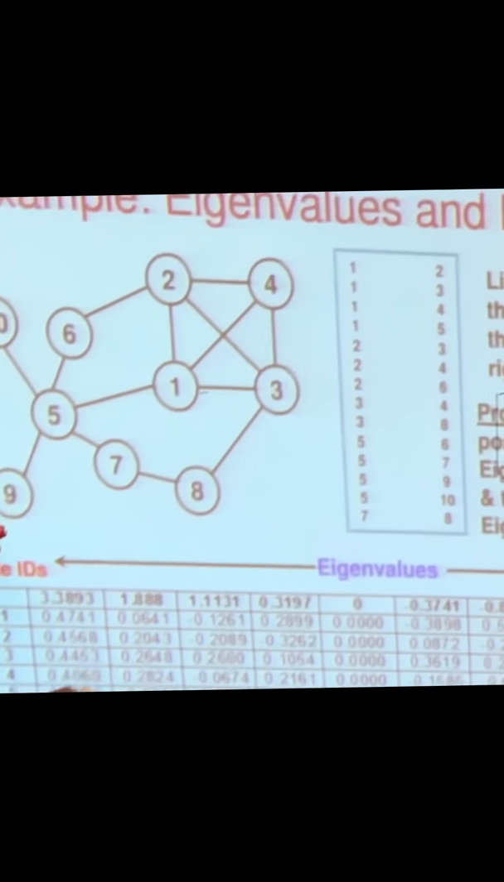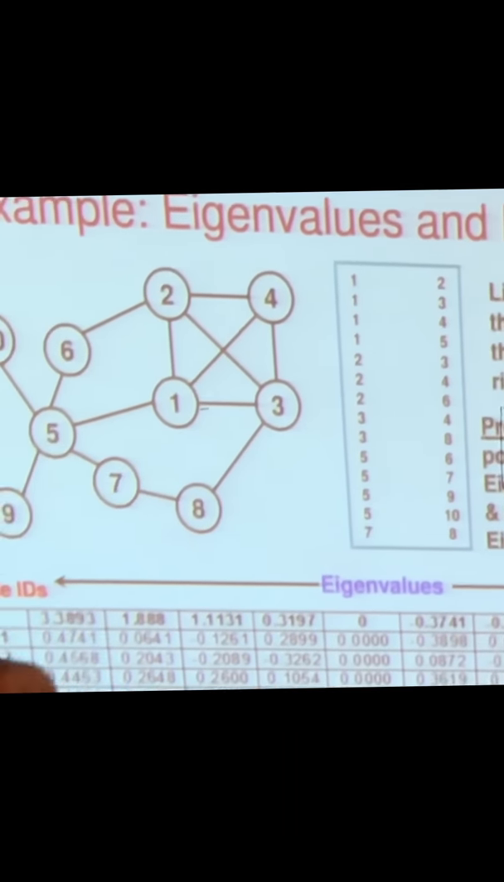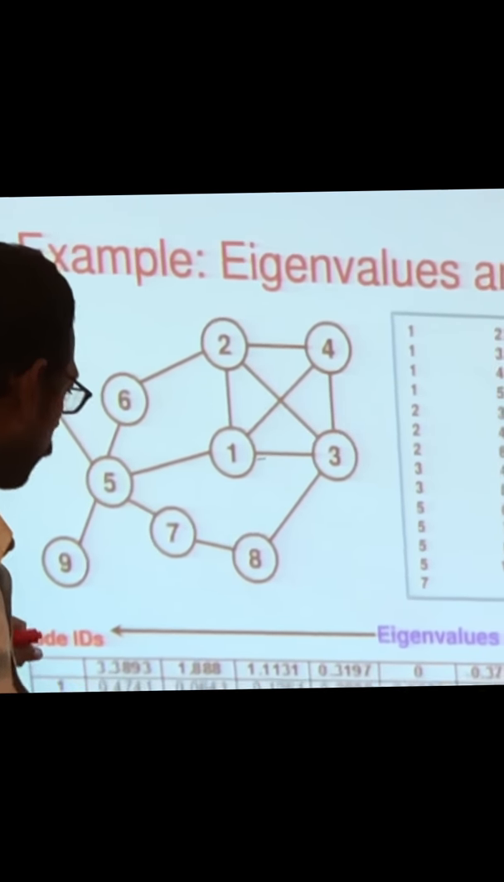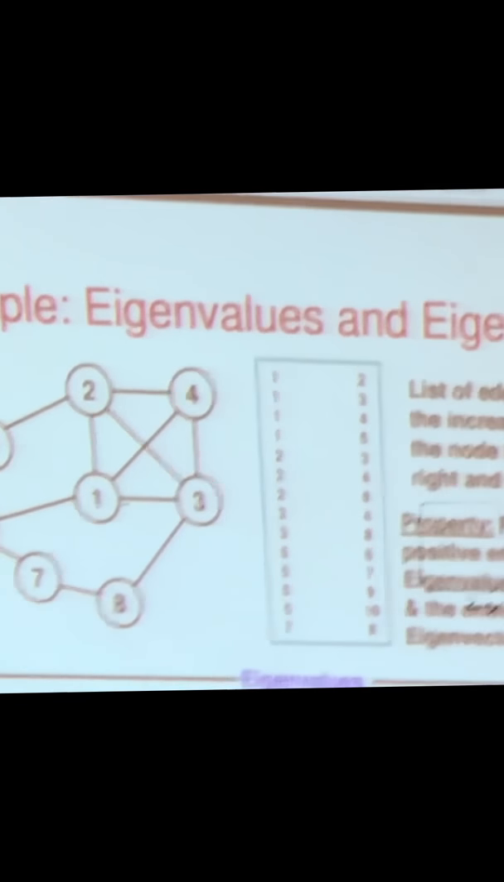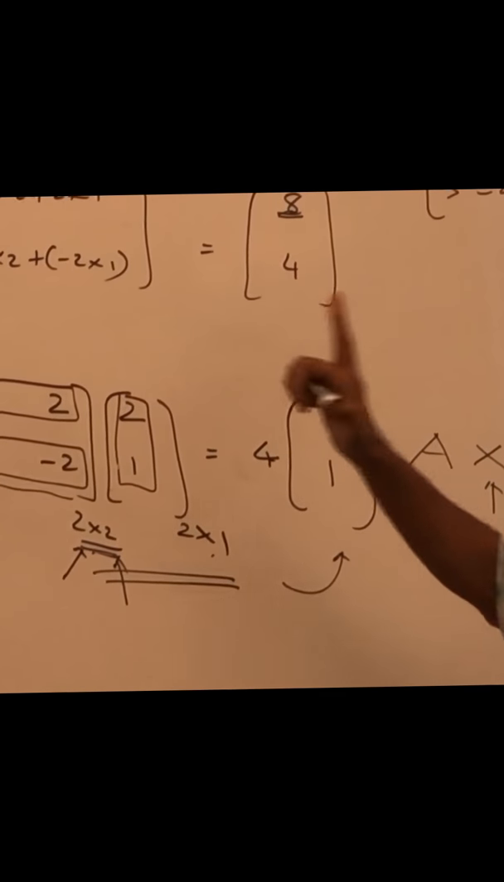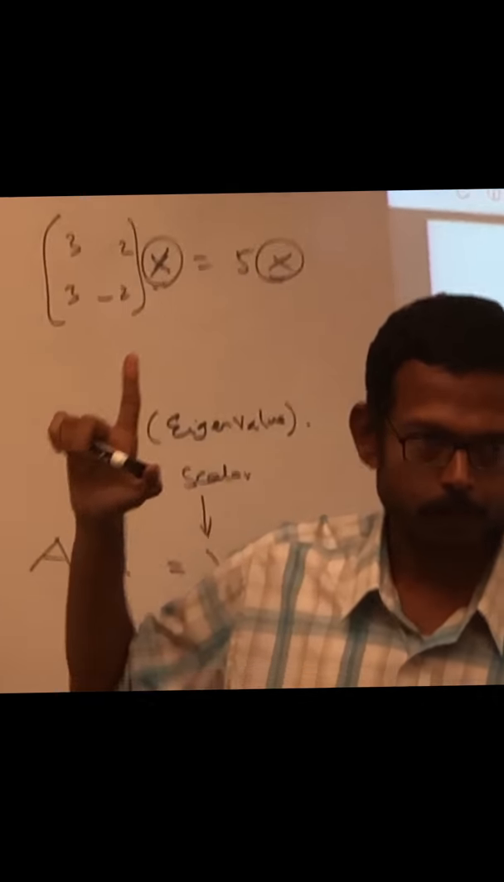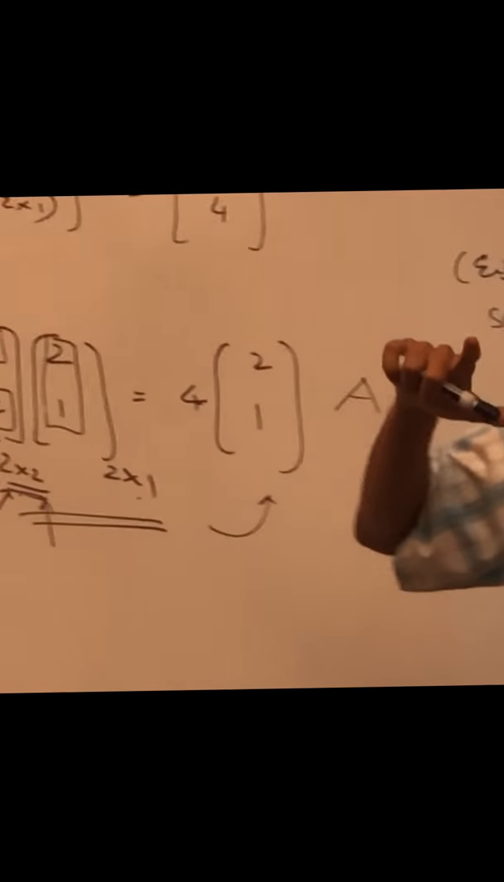So this is a graph of what? 10 vertices. So it will have a 10 by 10 adjacency matrix. If you run the program, you're going to get 10 eigenvalues and the corresponding eigenvectors. So clear? Now the adjacency matrix, unlike some arbitrary matrix like this which could have negative entries, is going to have only what? Positive entries, zeros or ones, right? Can you repeat that again?